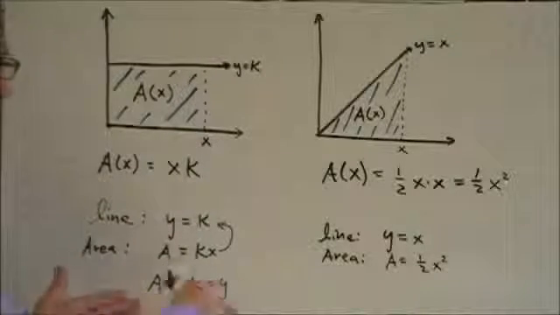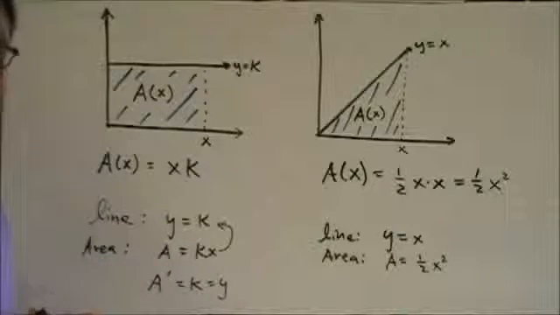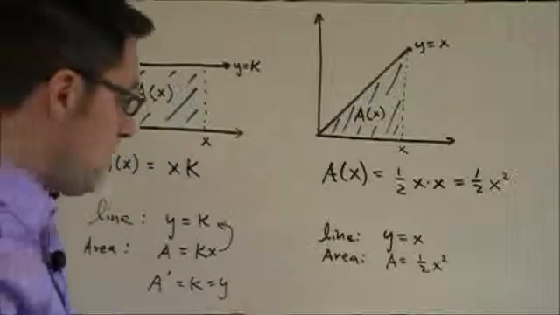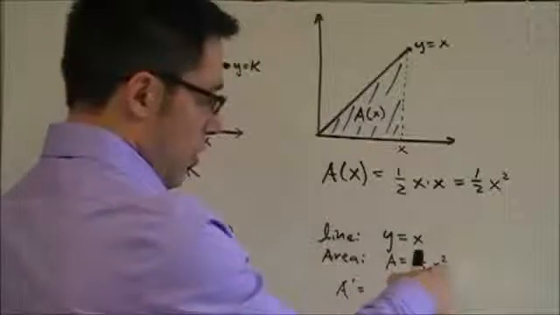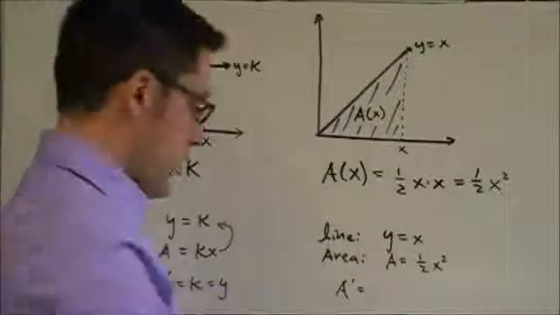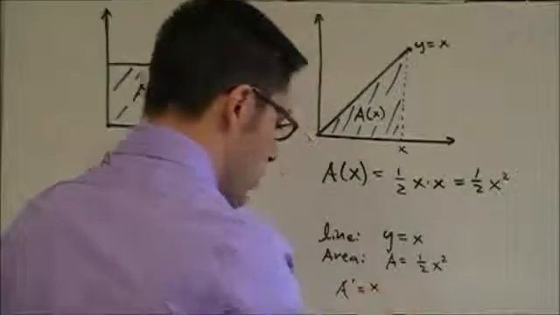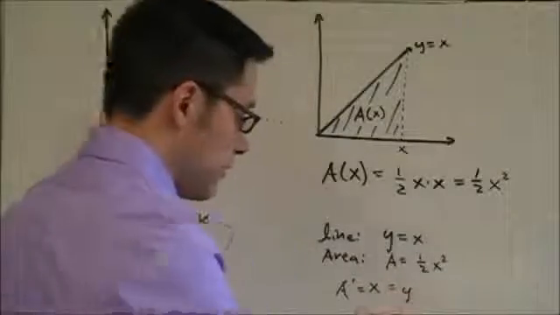The derivative of the area gives you the equation of the line that encloses it, right? That makes it the ceiling. Same thing here. If I take the derivative of my A function, well, the 2 comes down. We know from the power rule, it cancels the 1/2, and I just get x. So in fact, the derivative of A is equal to x. So that's equal to the line.